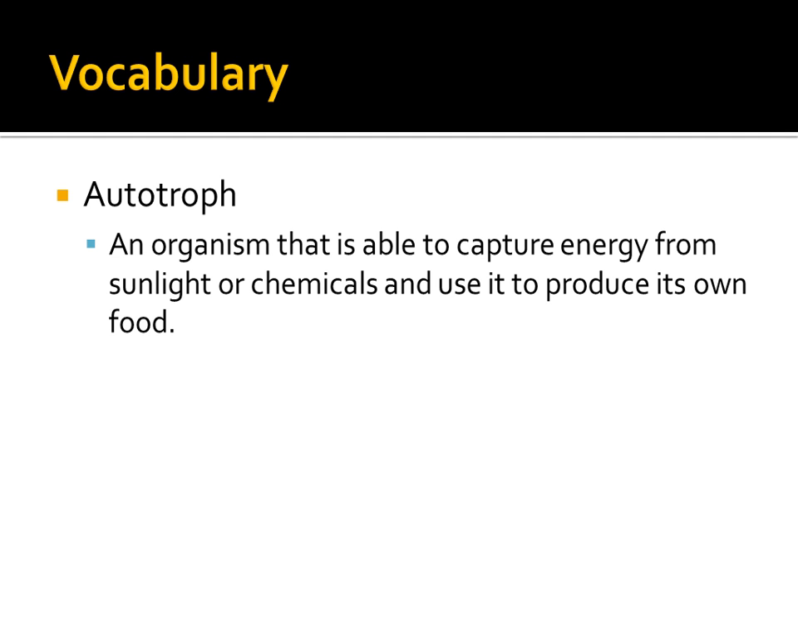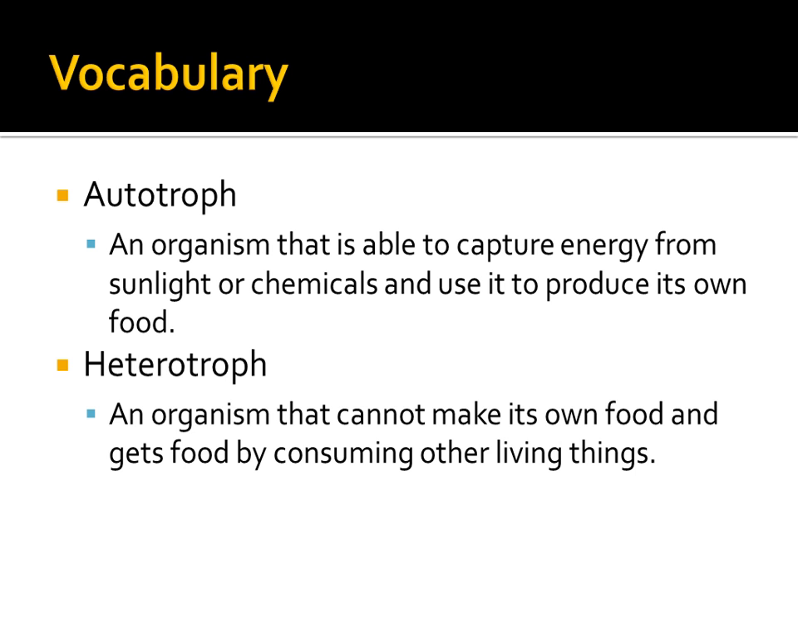First one is autotroph. This is an organism that is able to capture energy from sunlight or chemicals and use it to produce its own food. So this would be, for example, a plant. Heterotrophs, either way you say it, is an organism that cannot make its own food and gets its food by consuming other living things.